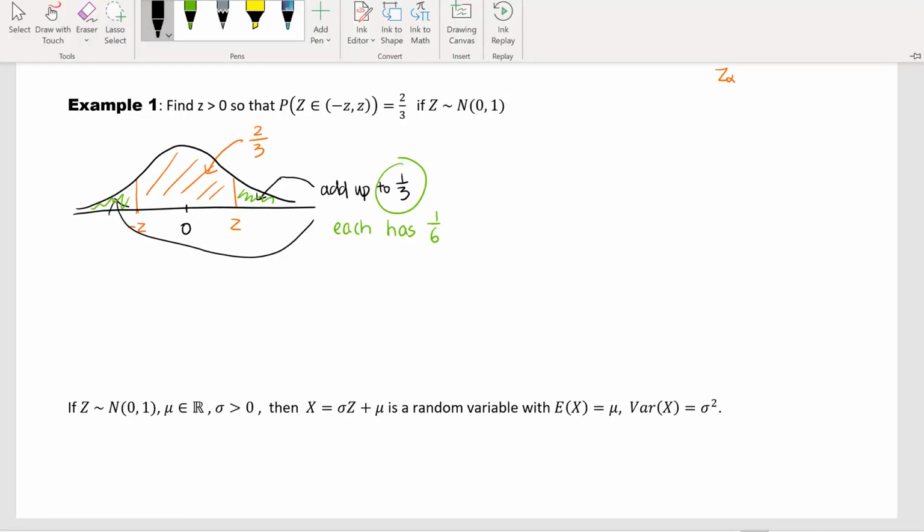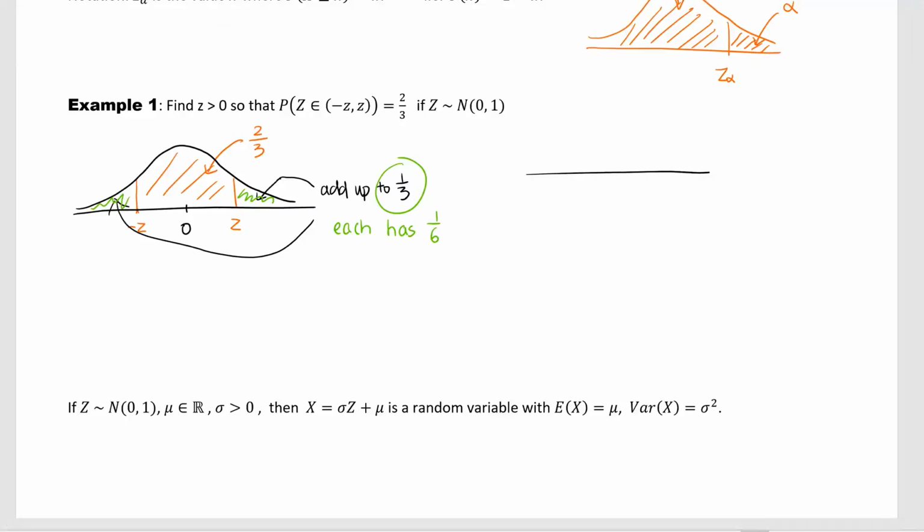So now what is z? Okay, so we have the z here, and this guy is 1/6. Then what is this guy? Well, this guy is 1 minus 1/6, which is 5/6. So we have the z such that phi of z, the CDF of z, is the area on the left of that z number. That is 5/6. And what is 5/6? Well, that's approximately 0.8333.